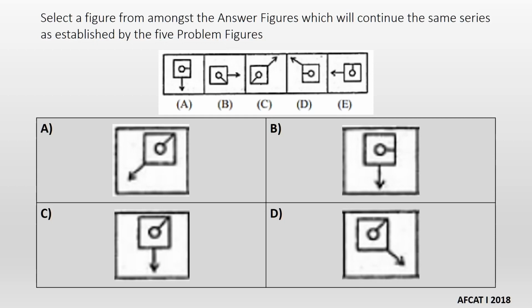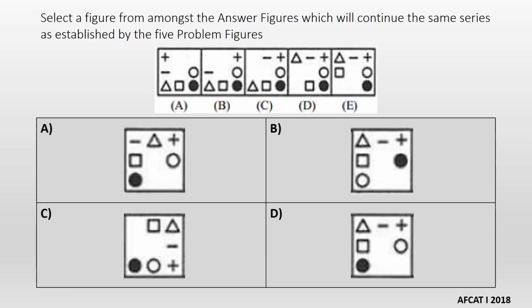However, if you will see the inside dial clock type thing, it is moving in clockwise direction. First it moves 45 degree, then it moves 90 degree, again it moves 45 degree, then it moves 90 degree. Now it is supposed to move 45 degree. So C is the correct option, considering both the points.